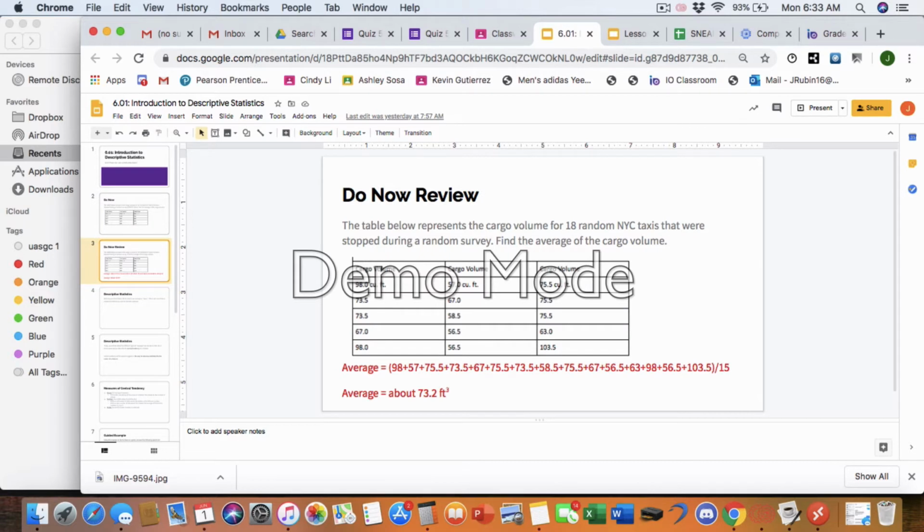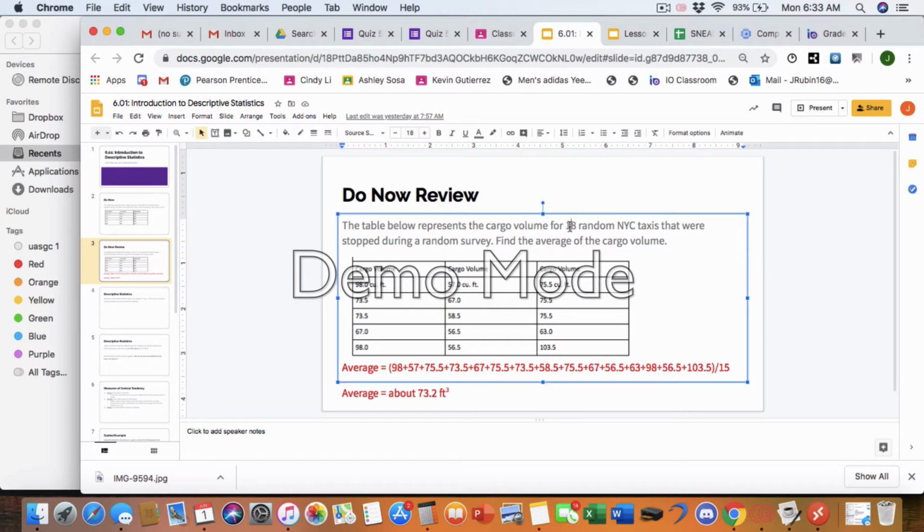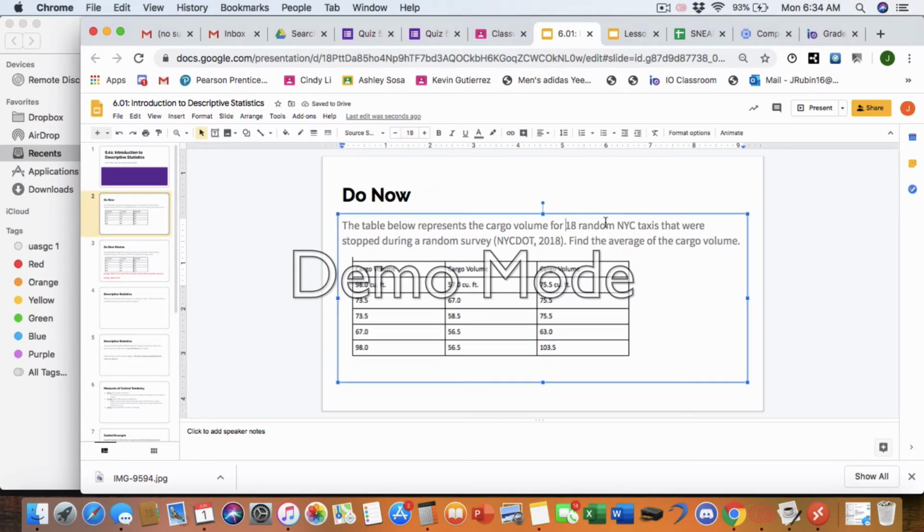Alright, so to review, your average was about 73.2 cubic feet. How I did that is I added the cargo volume for the 18 taxis. It's actually 15. And then I divided them by 15. So I added up the total and then divided by the number of values.